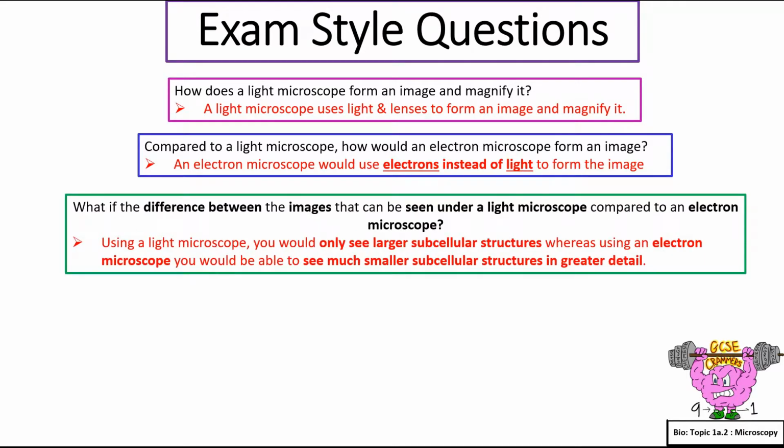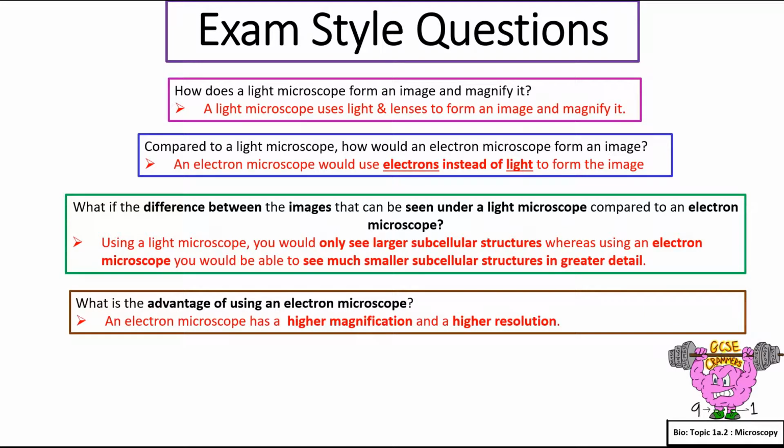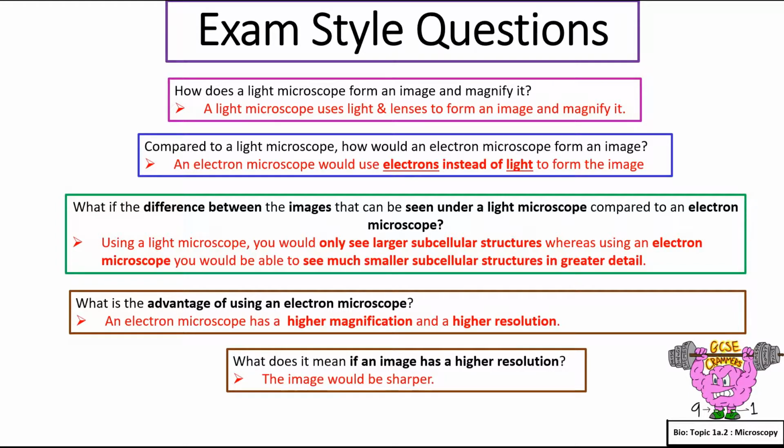What is the difference between images seen under a light microscope compared with an electron microscope? Using a light microscope, you would only see larger subcellular structures, whereas using an electron microscope, you would be able to see much smaller subcellular structures in greater detail. What is the advantage of using an electron microscope? An electron microscope has a higher magnification and a higher resolution. What does it mean if an image has a higher resolution? The image would be sharper.